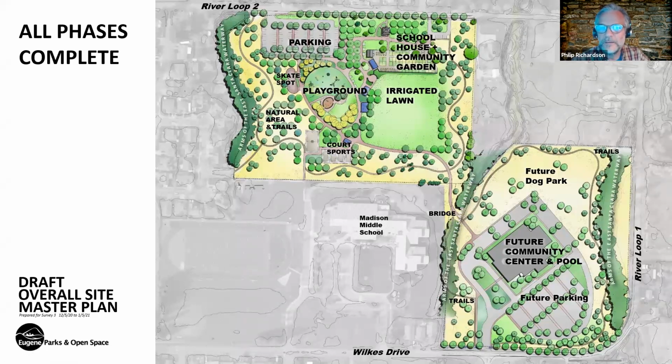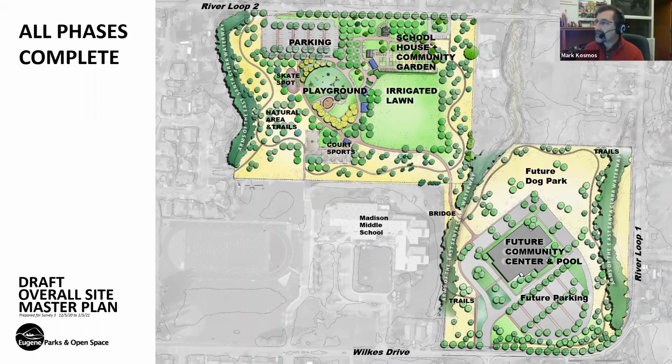Will the sidewalk on River Loop 2 put the overhead wires underground? And will this also affect side street wires or add sidewalks? And then will sidewalks extend down River Loop 2? I'm going to answer the latter part of that first. Will sidewalks extend down River Loop 2?